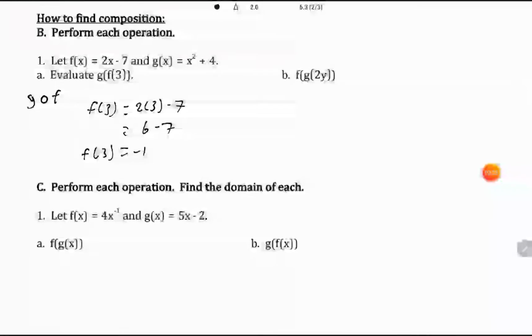Now, since we know what that is, I'm going to plug it into g. So g of negative 1 is equal to negative 1 squared plus 4. So 1 plus 4 is 5. So, to review, g of f of 3 is equal to 5.